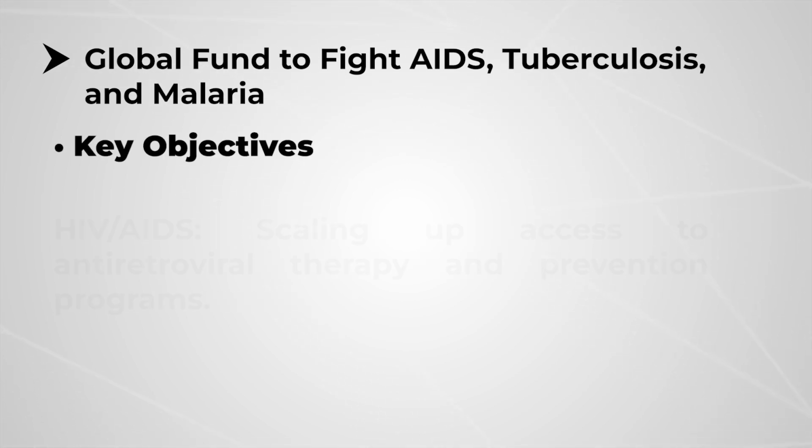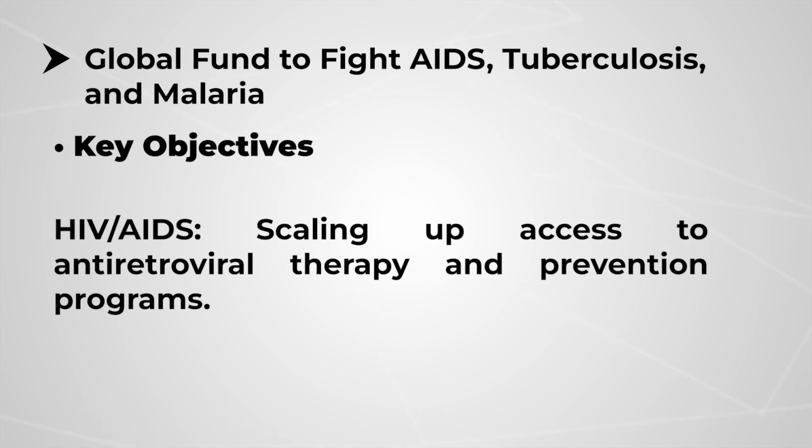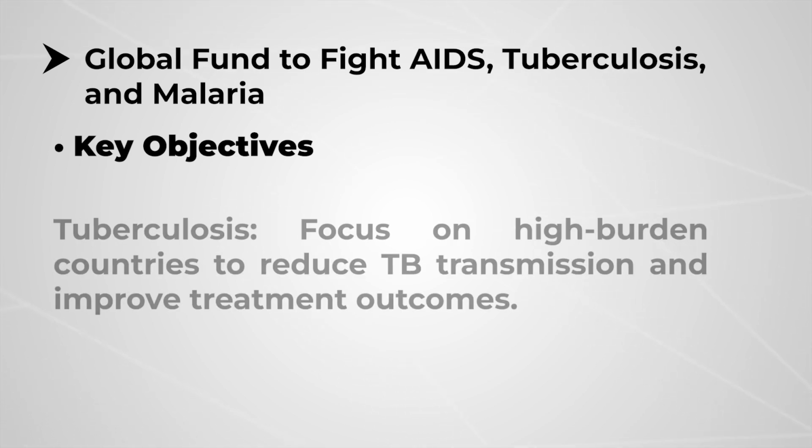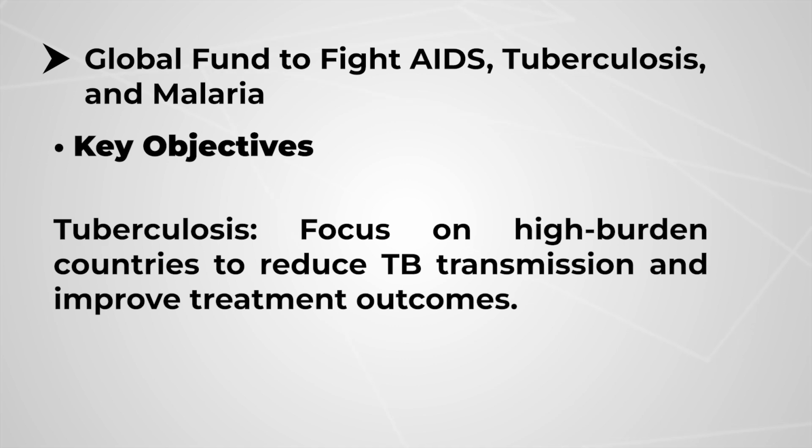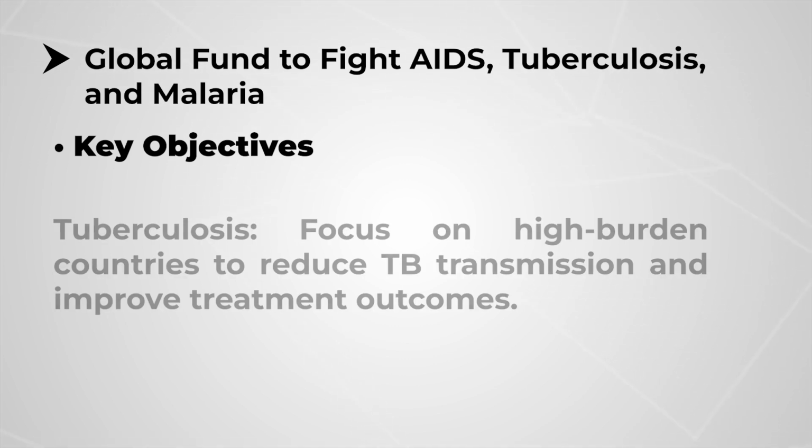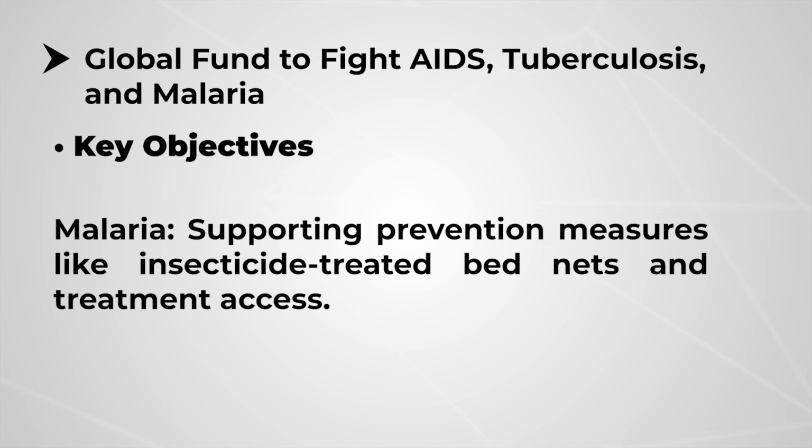What are the key objectives? For example, for HIV and AIDS, scaling up access to antiretroviral therapy and prevention programs. For tuberculosis, focus on high-burden countries to reduce transmission and improve treatment outcomes. For malaria, supporting preventive measures like insecticide-treated bed nets and treatment access.